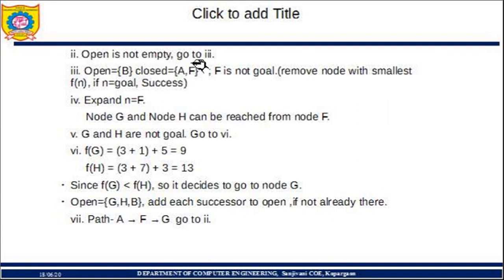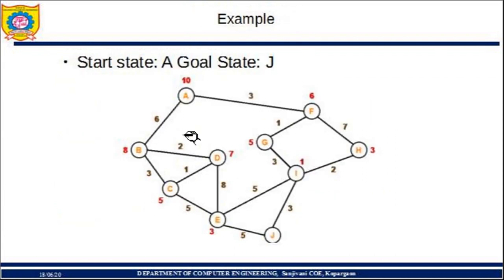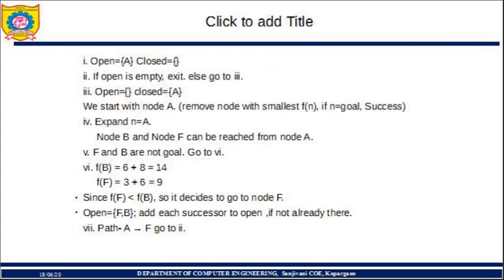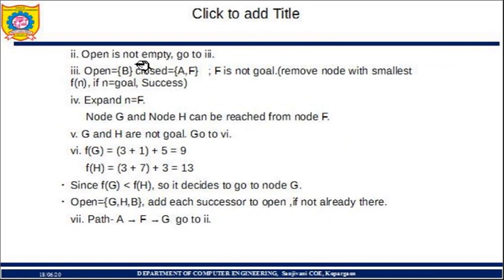Open is not empty, go to step 3. So you are exploring F. What is the child of F? Okay, we were exploring F. The node that you explore goes to the closed list, hence F comes over here. Check if F is the goal. No, go further. Expand F.